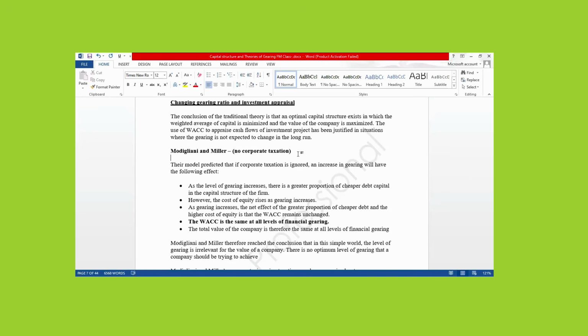According to M&M, the level of gearing will have no effect on the value of the company. Your level of gearing does not affect your value. If you like, finance your business with equity. If you like, finance your business with debt. If you like, finance your business with equity and debt, in whatever ratio.